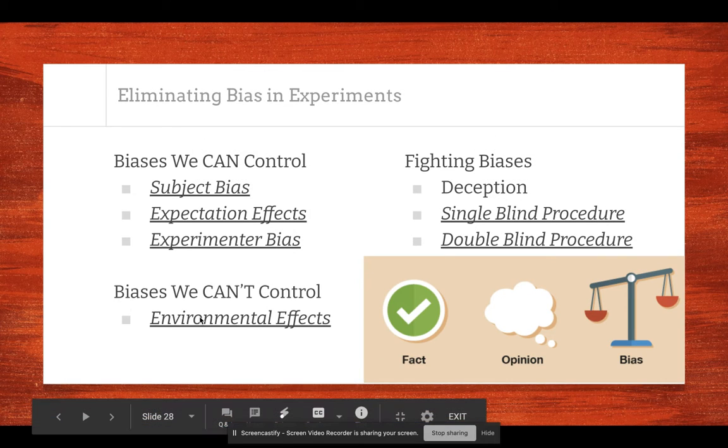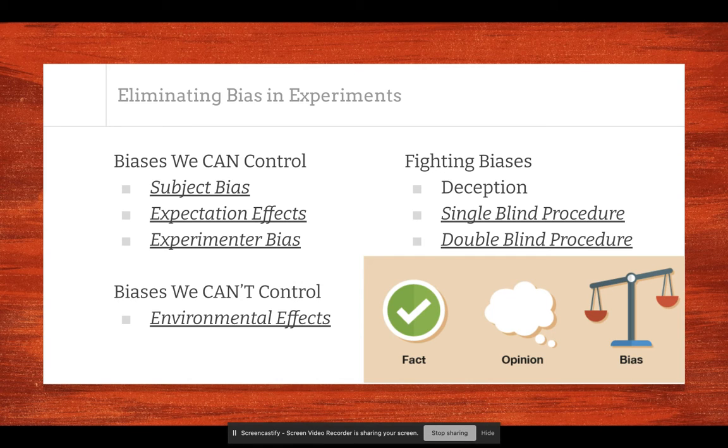There are also some biases in experiments that we need to talk about as well. And I will explain the ways to fight these biases, but it's basically going to go 3, 2, 1. And we'll go over them all together. So there are a couple biases we can control and some that we can't. So we'll start with the ones that we can control. And the first one is subject bias.